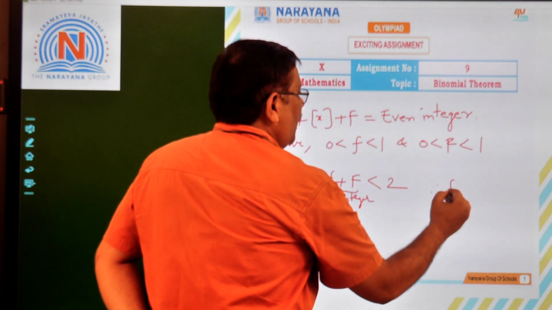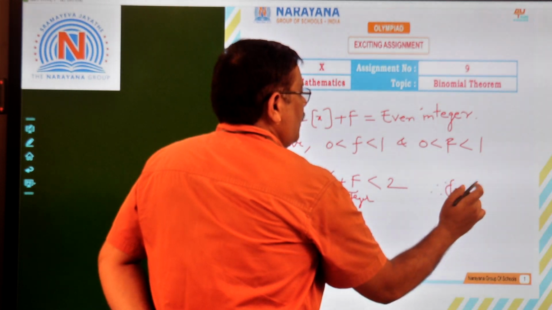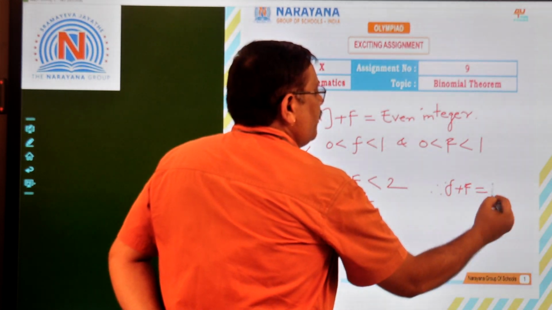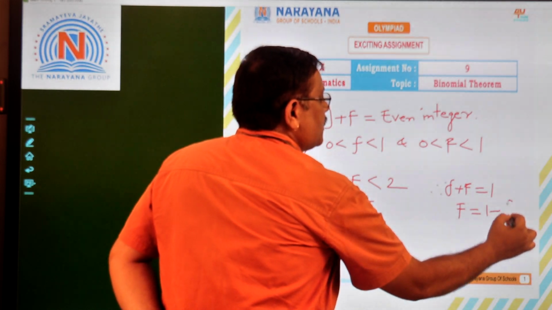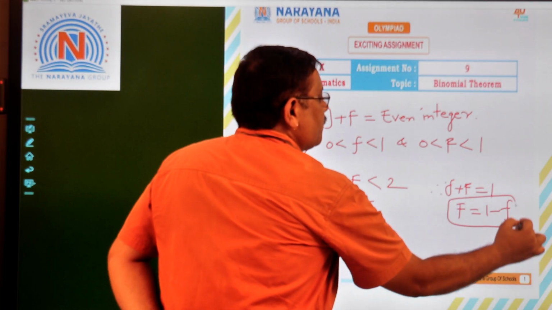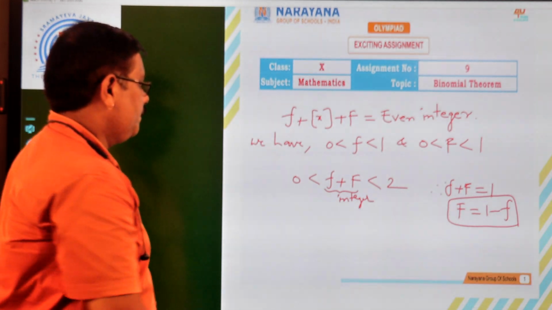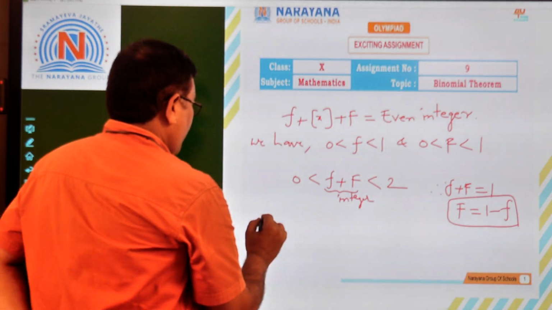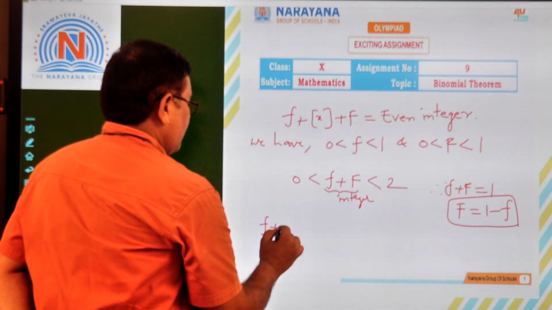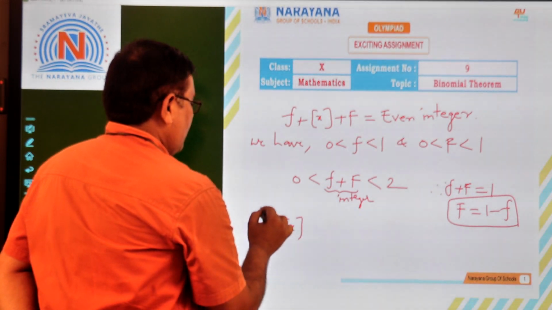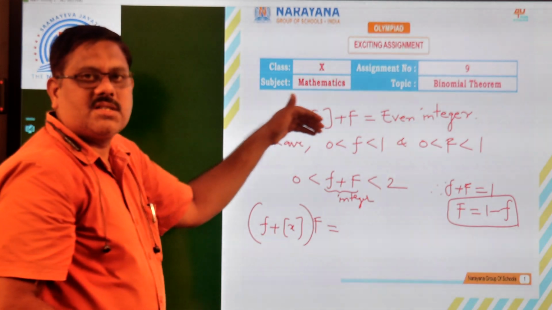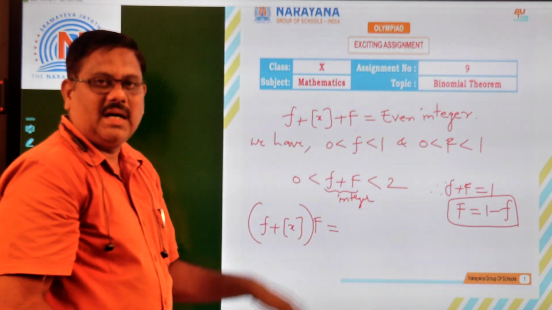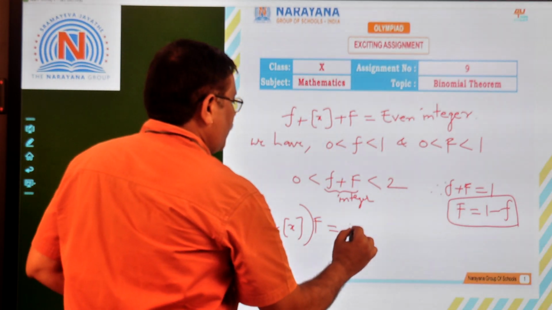Therefore, small f plus capital F is going to be 1. Thereby, we can say capital F is equal to 1 minus small f. This result is a useful result for us. Now, let us take f plus step x times capital F. Let us multiply. In the earlier case, we have added. Now we are going to multiply them. So what is f plus step x for us?